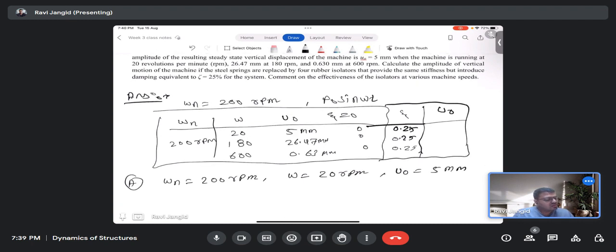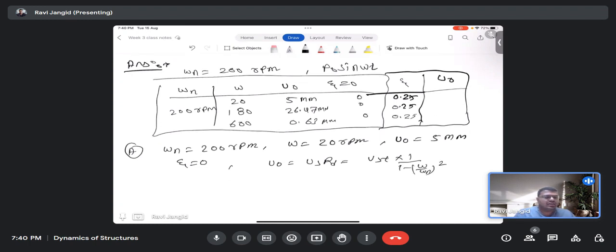For the undamped system, xi is equal to 0, so what is my response? u naught is equal to ust into Rd, so I can write ust into 1 over 1 minus (omega by omega n) squared. This is the response for the undamped system. From here I know omega and omega n, and u naught is given as 5 mm, so 5 equals ust into 1 over 1 minus (20 by 200) squared.